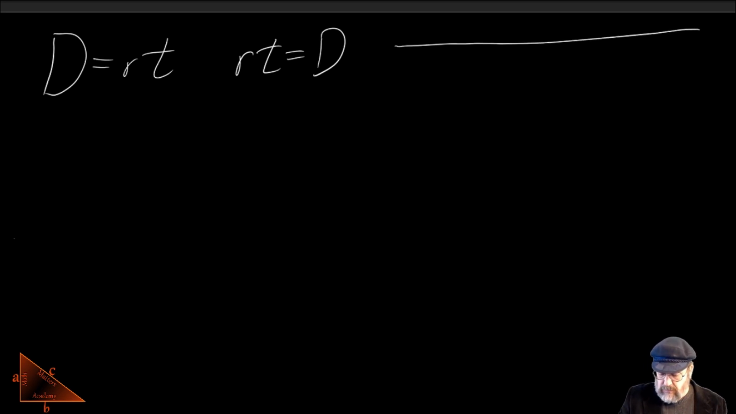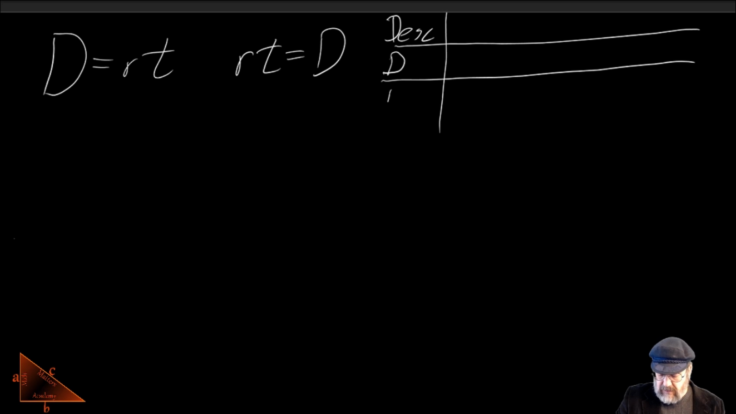Now, I like to work with it in a table, so I'm just going to change this formula around. I'm going to say RT is equal to D. It still means exactly the same thing. Now if we go to the table, we start out with a column right here. I like to call this my description column, so I know what I'm talking about. And we're going to have two columns here: the Da Vinci and the Pythagoras. So we'll do D and P for those.